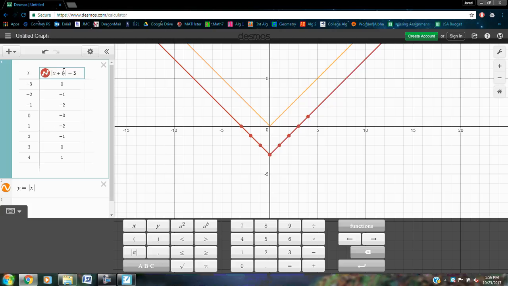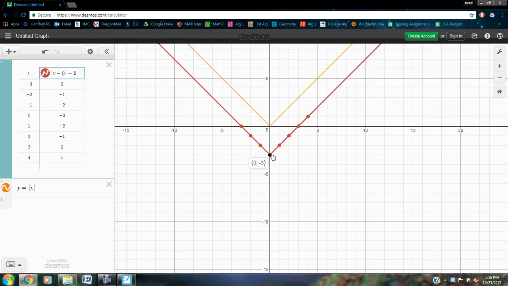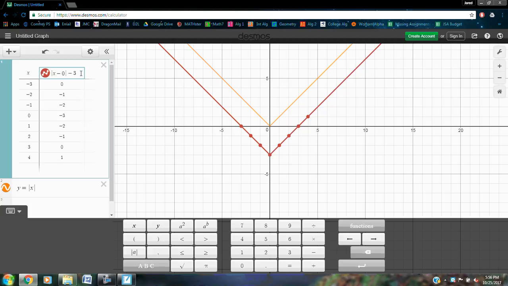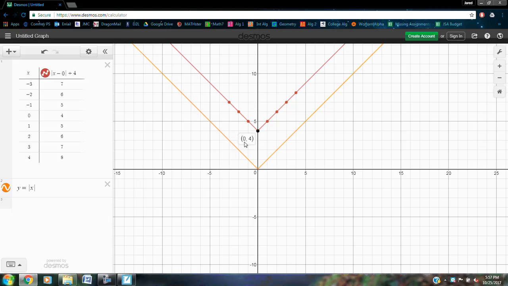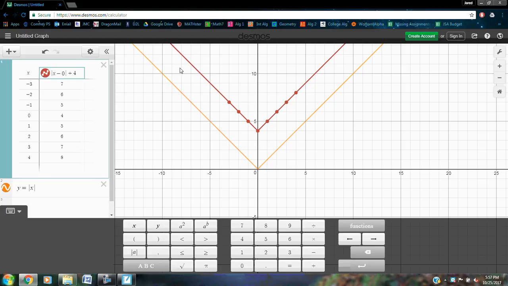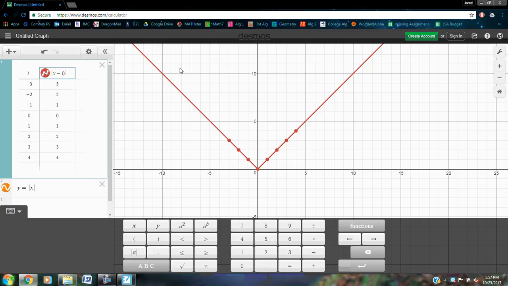So notice 0 is like our h, or actually I should say minus a 0. 0 is our h, negative 3 is our k. If I went back to that plus 4, 0 is our h, 4 is our k. So this spot, this vertex, is determined by whatever's being subtracted here and then added here. Okay, I'm going to go back now and let's talk about that h on the inside.